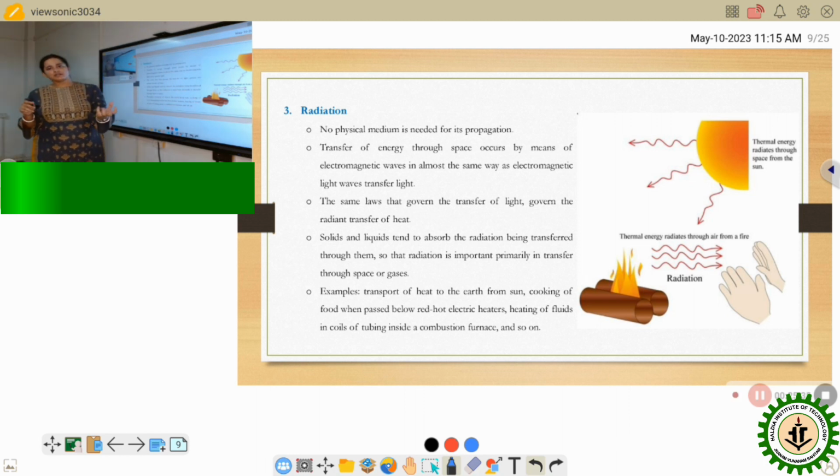If you put any medium there, then the radiative heat transfer will get absorbed by the material, it will get transmitted through the material, and it may also get reflected, as happens with the sun rays. So reflection and refraction, all those things will happen. Generally radiation is more important when it is going through space. Examples are transport of heat to the earth from the sun, cooking of food when passed below red hot wires, or in a microwave, where heating is nothing but radiative heat transfer.